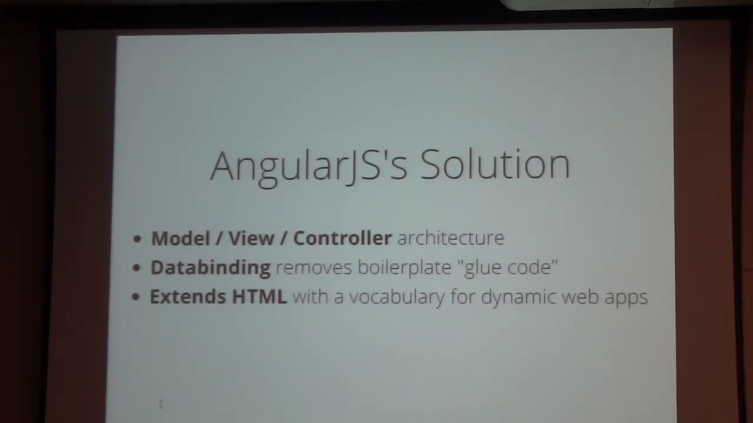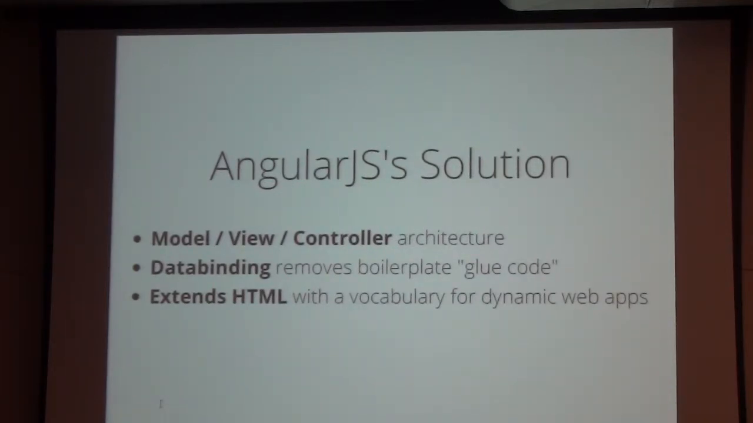And data binding is a nice concept. It basically gets rid of all that boilerplate code we saw on the previous slide, where we're searching for elements and then manually updating them. The third thing it does is it extends HTML to provide new attributes and HTML tags that are useful for dynamic web applications like we create nowadays.